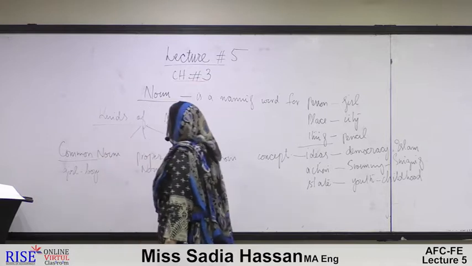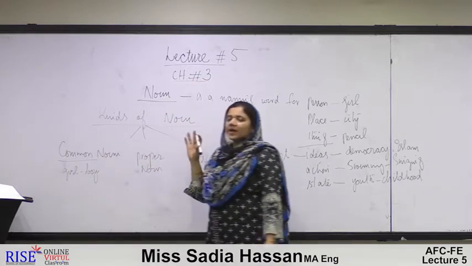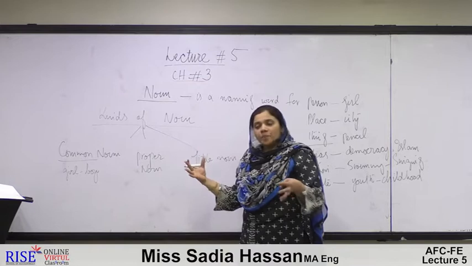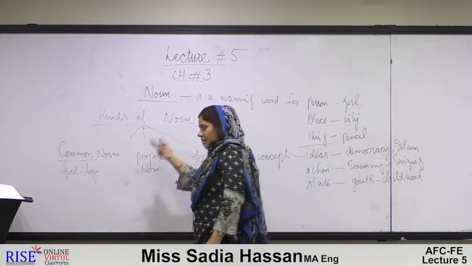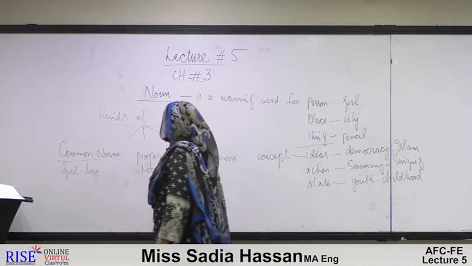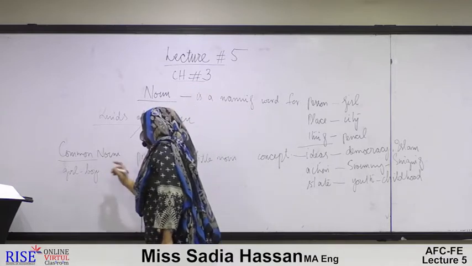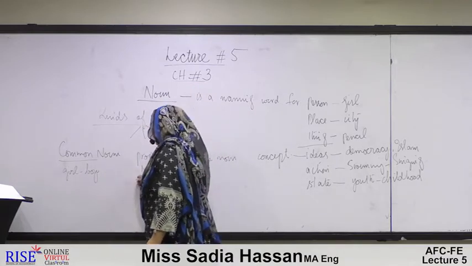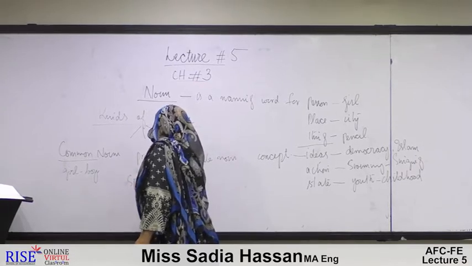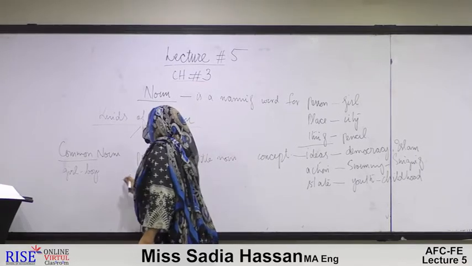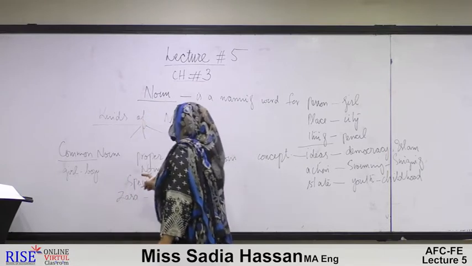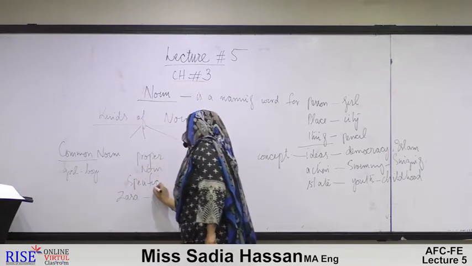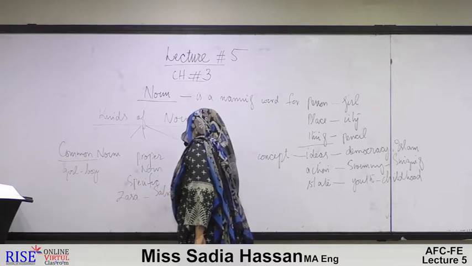Fine. What do we mean by proper nouns? Sometimes we have the proper names of things which are different from the other person or the other thing. For example, if a girl is given a specific name, that is called a proper name. A girl is Zara, that is called a proper name. If a boy is Salman, that is called a proper name.